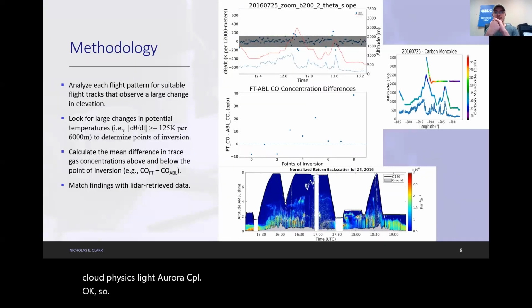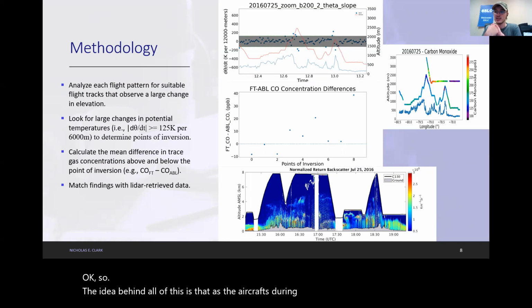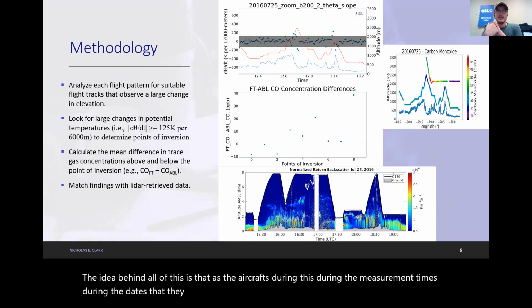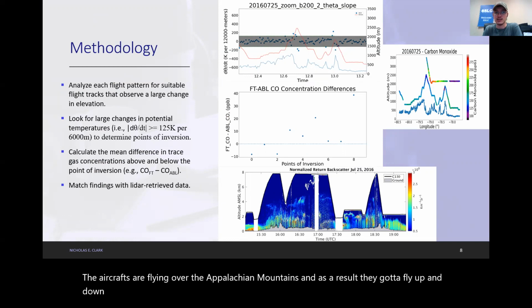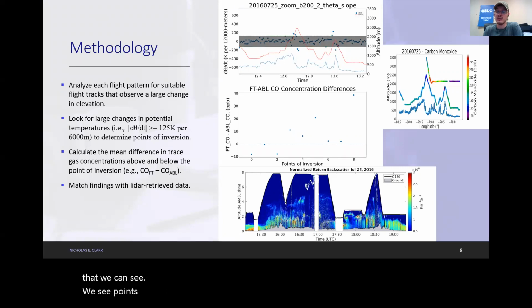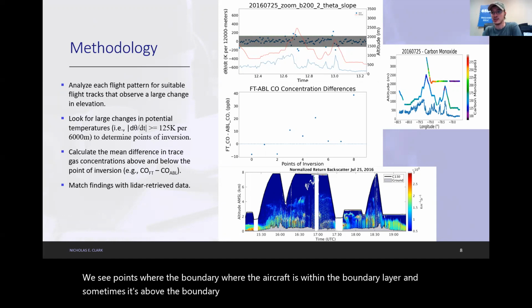The idea behind all of this is that during the dates that they took measurements, the aircraft are flying over the Appalachian Mountains. And as a result, they got to fly up and down to avoid mountains and just to fly under safe conditions in general. And as a result of that, we see points where the aircraft is within the boundary layer, and sometimes it's above the boundary layer. Now that gives us an opportunity to look at how the concentrations between these two vary over complex regions.